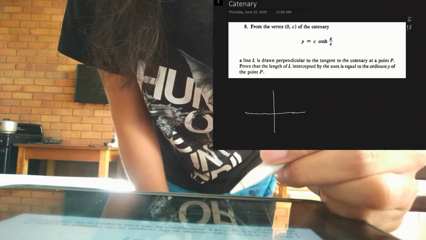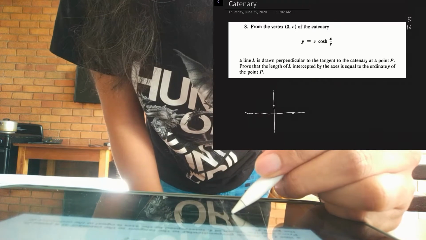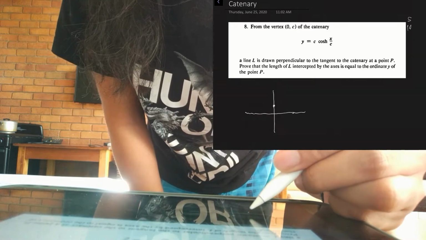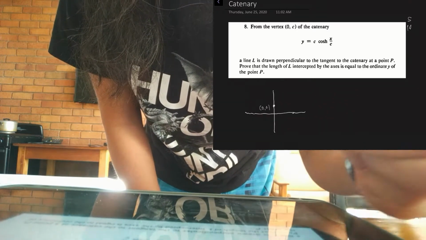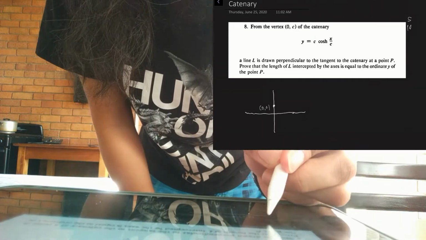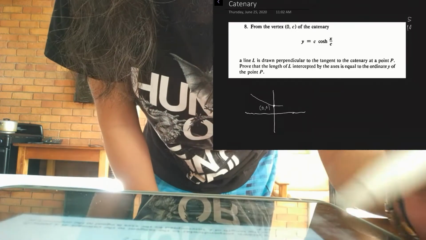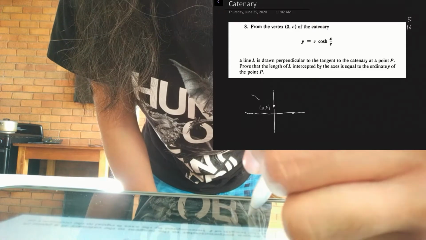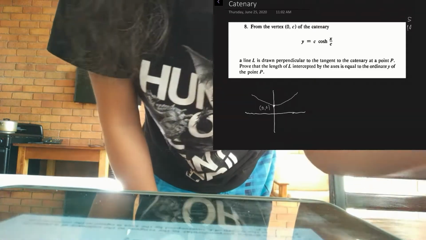So you have a point 0, x is 0, and then this is c. So this is point 0, c, and maybe a catenary would look something like that. Let me change that. That looks stupid. So something like that, I don't know.